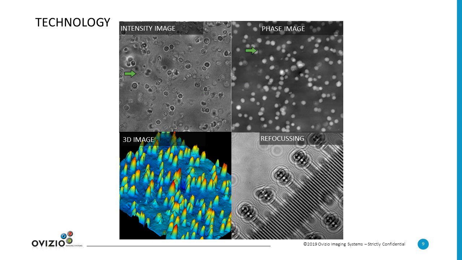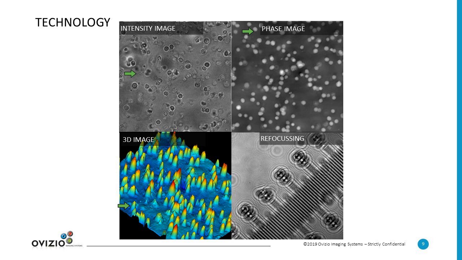So the phase contrast image you see on the upper right corner of the screen, and then the 3D holographic image you see on the bottom left. The 3D holographic image, that's where we get a lot of information related to the shape and the volume of the cell.